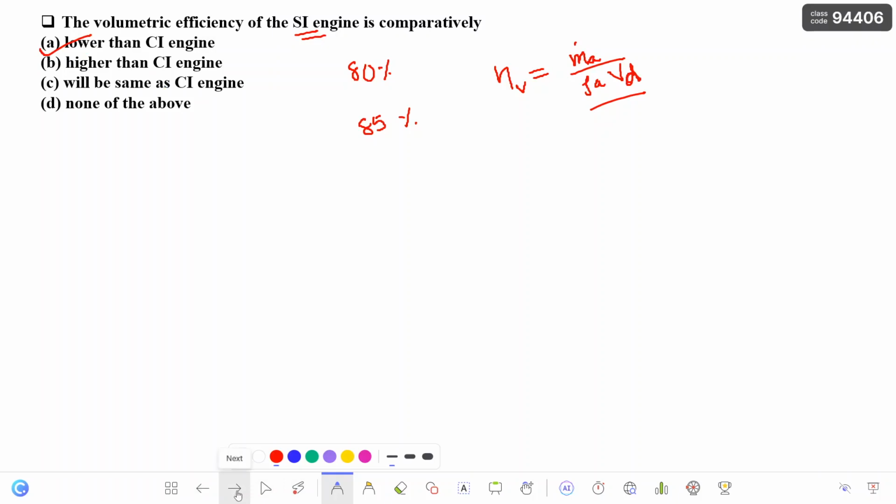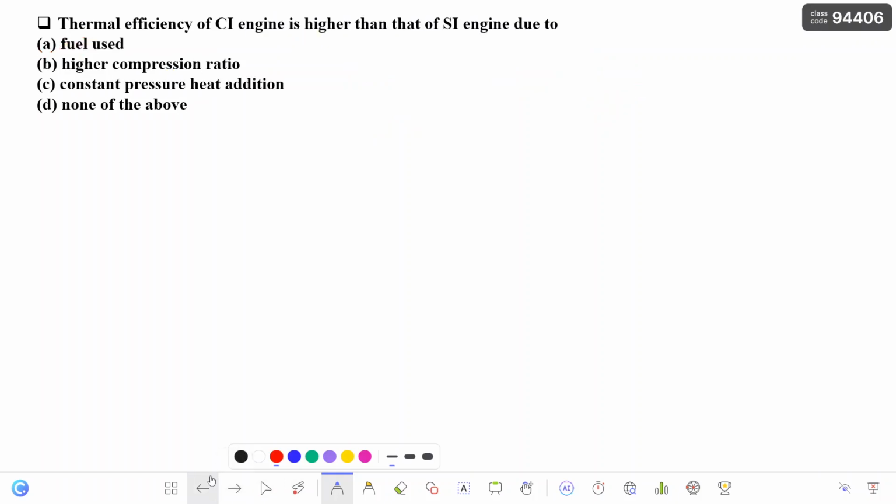Okay, so the next question. The thermal efficiency of a CI engine is higher than that of an SI engine due to what? Is it due to the fuel used? Is it due to the compression ratio, or is it due to the constant pressure heat addition? Because you know that in a CI engine the heat is added at constant pressure, but in an SI engine it is added at constant volume. So what is the answer?